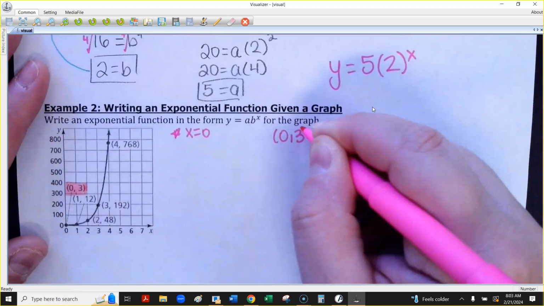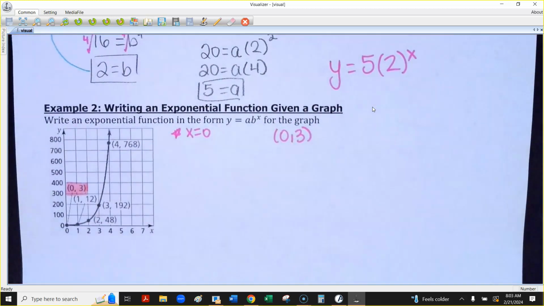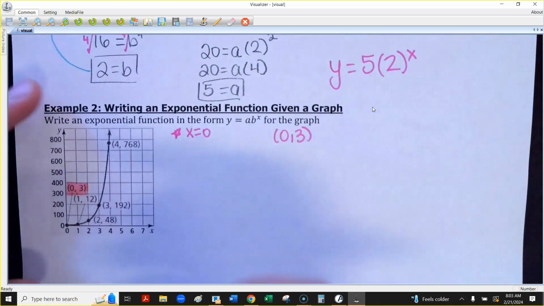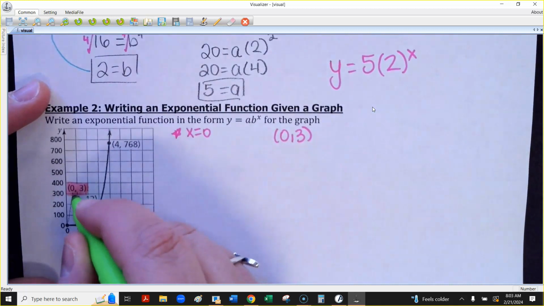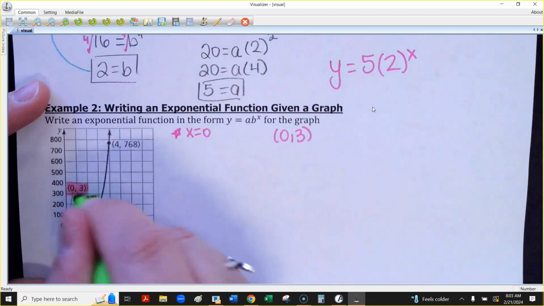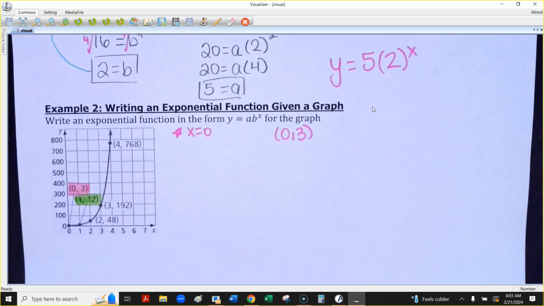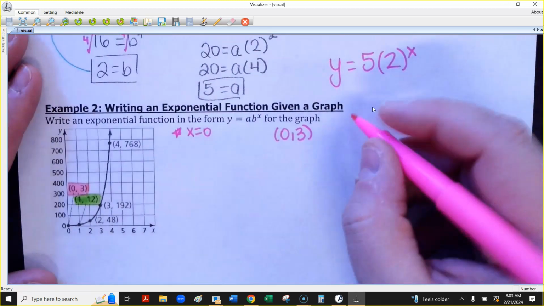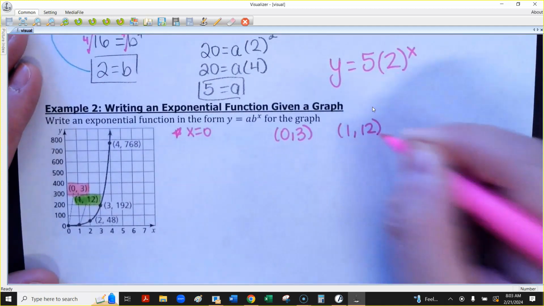Now, you can pick any other point on that graph you want. You only need 2 points to do this, but I would tell you if you see one that has a 0 for an x coordinate, pick that point. Now, any other point you want to pick, I'm just going to pick, let's just do the 1, 12. Whatever point you want to, and I wouldn't tell you that necessarily some are easier than others or anything like that. I'm just going to pick that other point, which is 1, 12.